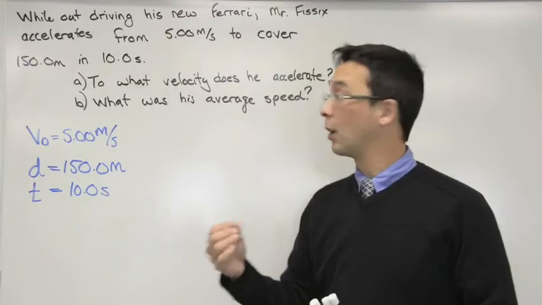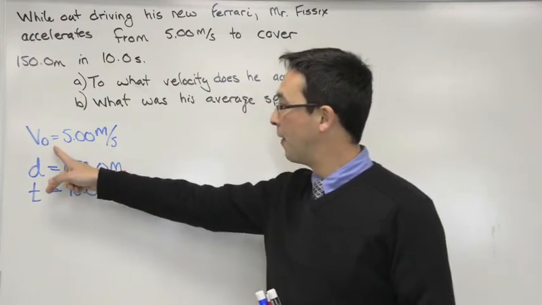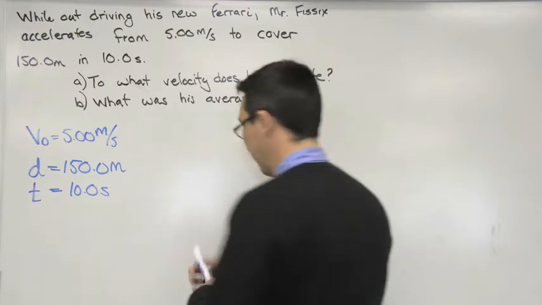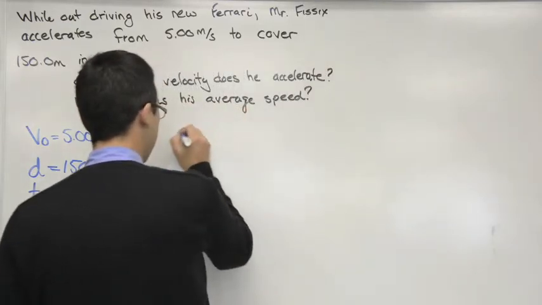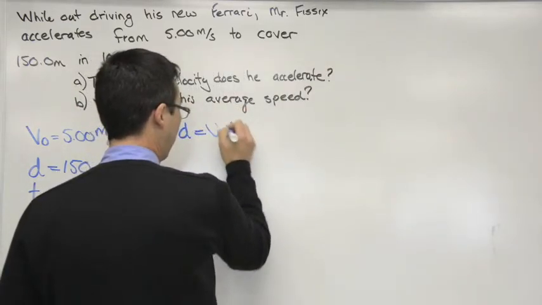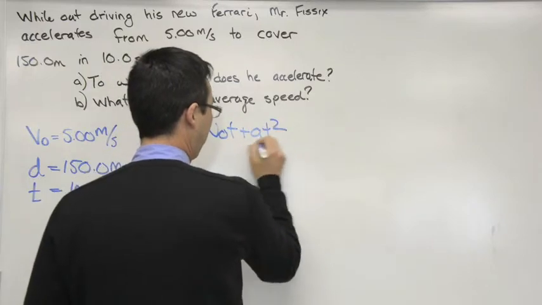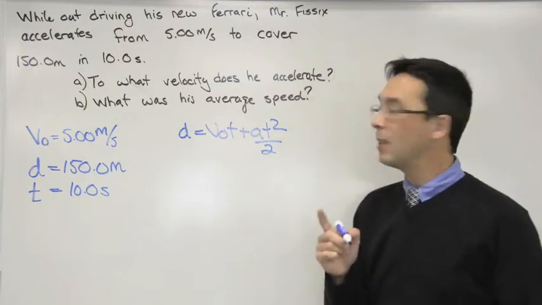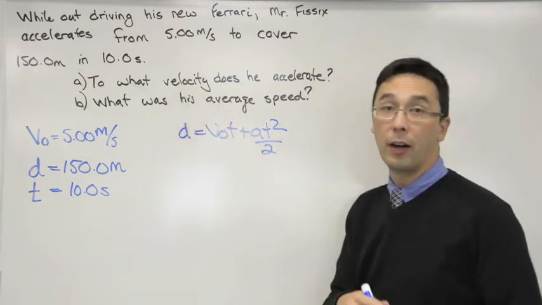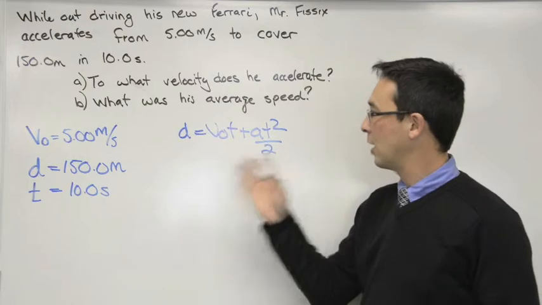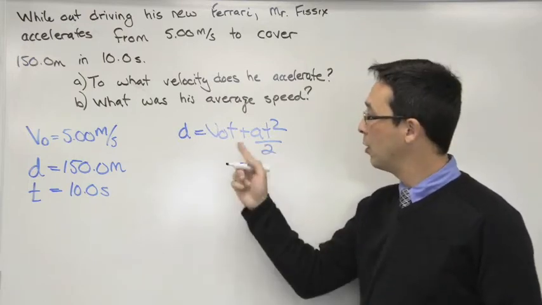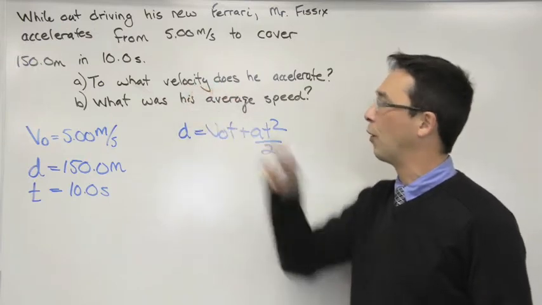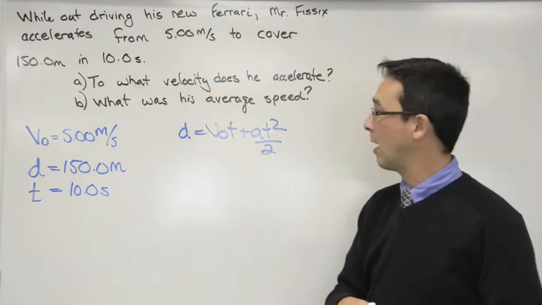Now that we've selected an equation, given that we have V naught, D, and T, the only equation we can use is distance is equal to V naught T plus AT squared over 2. Now this isn't going to solve for our desired variable immediately. It's just the only equation we can use. We can use it to calculate acceleration. We can then use that acceleration to solve for the variable we're interested in.